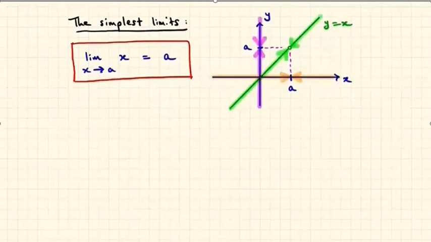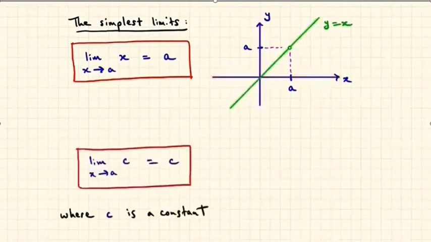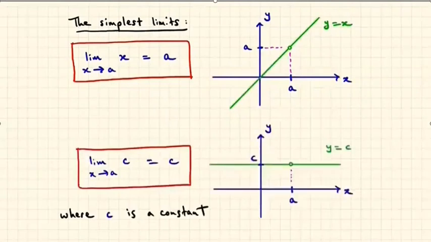The limit of a constant, regardless of what is going on, is just the constant c. This is clear by looking at the graph of y equals c. Again, I've made a hole at x equals a. As x approaches a on the horizontal axis, y is stuck always on c on the vertical axis.